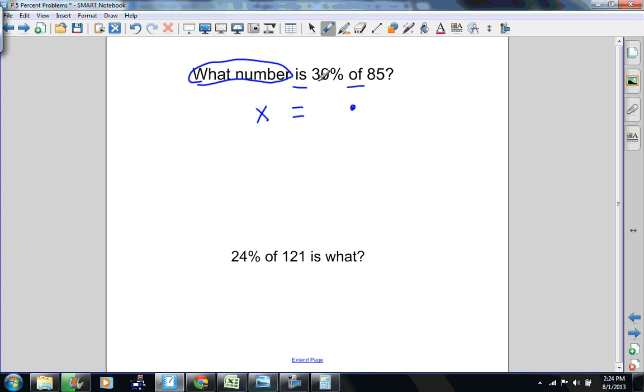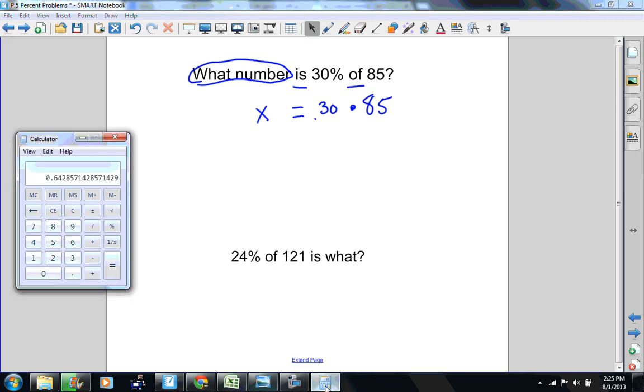Well, we turn this into a decimal, so we do 0.30, or 0.3 would be fine. 0.30 times 85. Well, now we have a math sentence, and we have our x by itself, so all we have to do in this problem is do 0.3 times 85, which is 25.5.